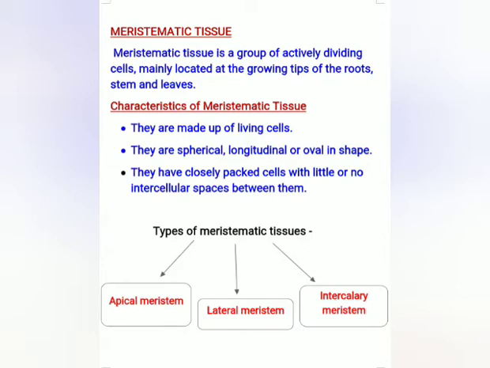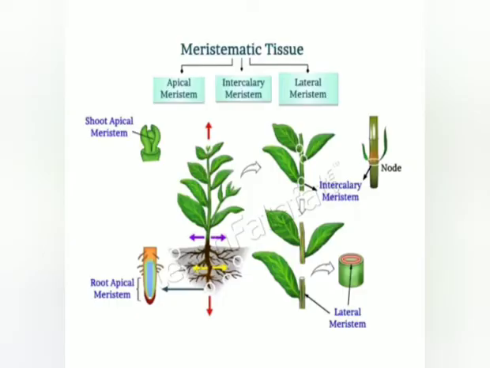They are mainly living cells. They are spherical, longitudinal, or oval in shape, and they are closely packed cells with little or no intercellular spaces between them. Meristematic tissues are of three types: apical meristem, lateral meristem, intercalary meristem. Here the picture is showing the different parts where different types of meristematic tissues are present.